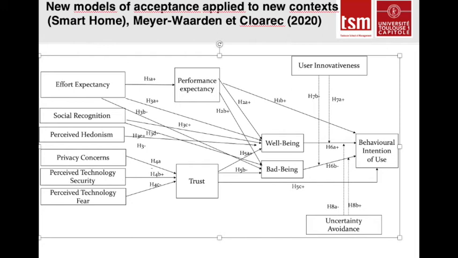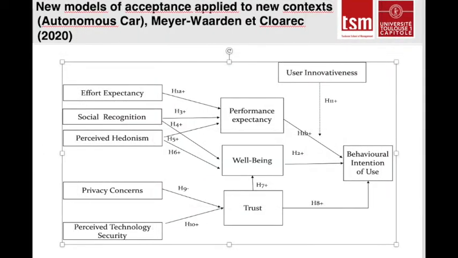And on the other hand, a personal characteristic, uncertainty avoidance: the more users avoid uncertainty, the less they will adopt smart homes. So the lower will also be the impact of the model antecedents on behavioral intention to use a smart home. In the following, we apply the UTAUT model to acceptance of autonomous cars.